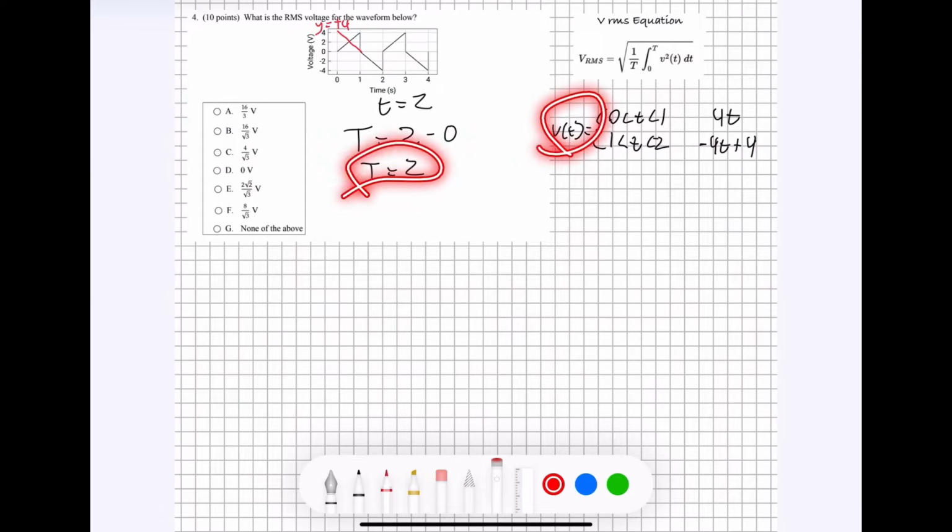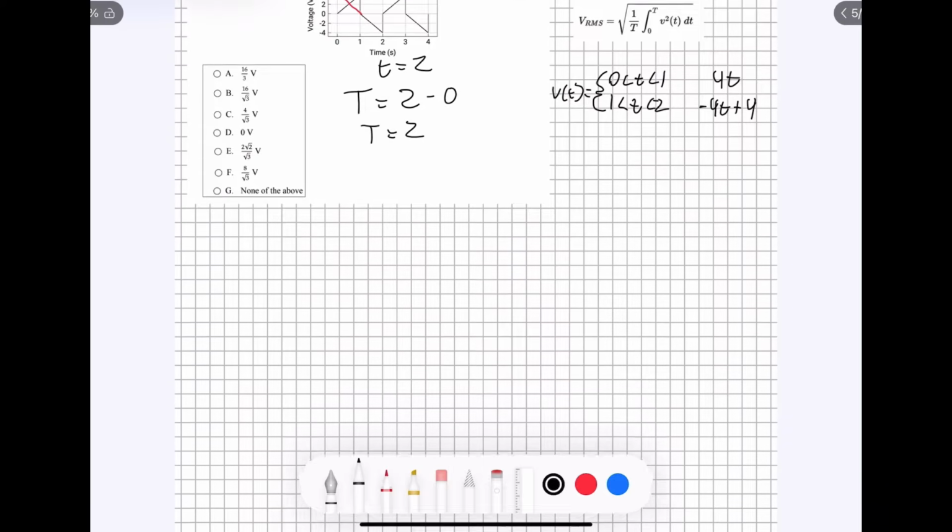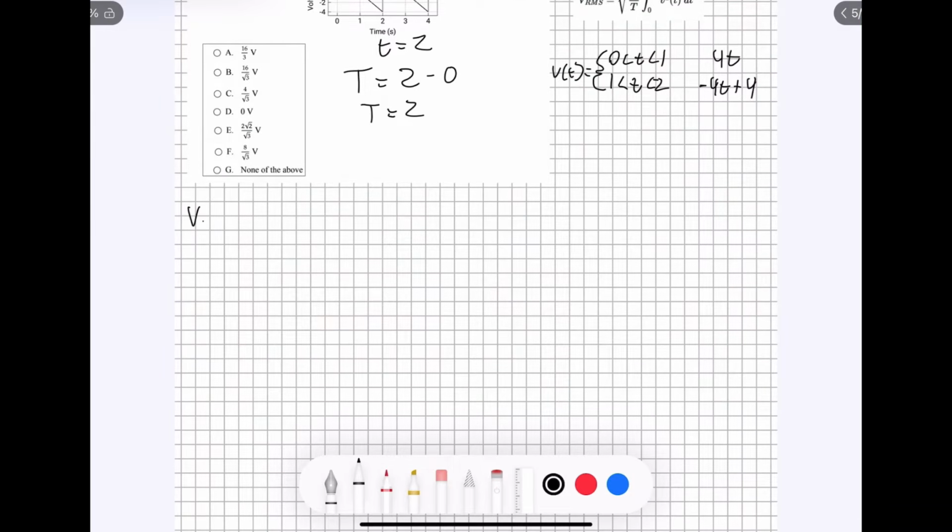Okay, now that we know what our formula is and we know the V(t) and the T values, we're going to plug that back into our formula using VRMS is equal to 1/2 multiplied by, and because we have a piecewise function, we're going to use two integrals. The first one is going to be from 0 to 1 of 4t squared with respect to t, plus the integral from 1 to 2 of negative 4t plus 4 squared with respect to t.